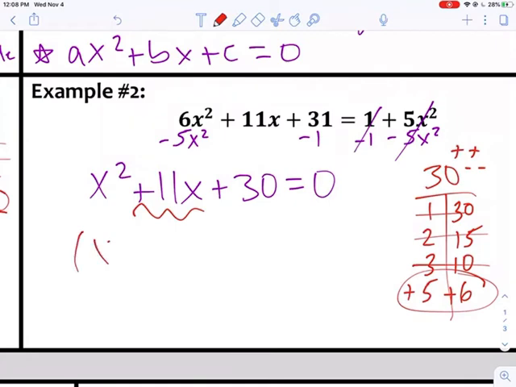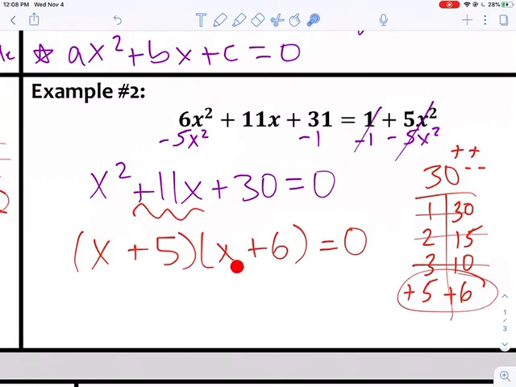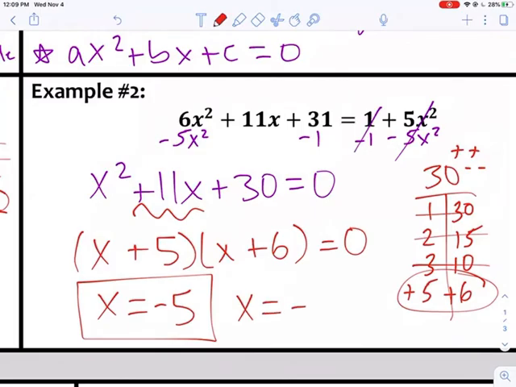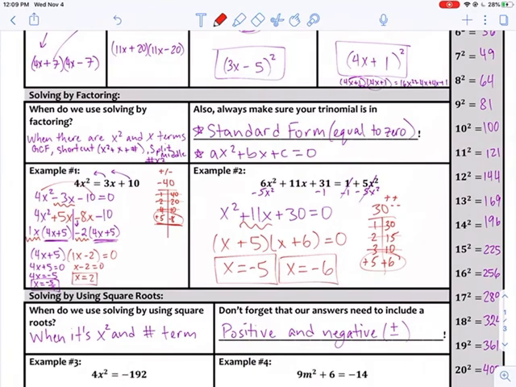We don't have to do the split the middle here because I know I can use my shortcut. So I can just bring in that positive 5 and bring in that positive 6. So remember, x squared and then 6x and 5x get me to 11x, and 5 times 6 get me to 30. And then I'll do my zero product property here where I set each equal to 0. Well, on this one, all I'm going to have to do is subtract 5, so I know x equals negative 5. And this one I have to subtract 6, so x equals negative 6. So remember, on these, we're just taking the opposite sign.